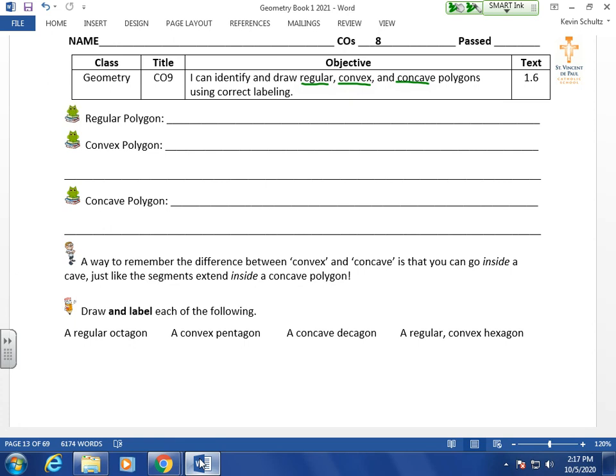You've heard it. Well, that's a start. Gabby? I don't know for sure, but is it regular where all of the sides are the same? Yes, all sides and all angles are congruent.